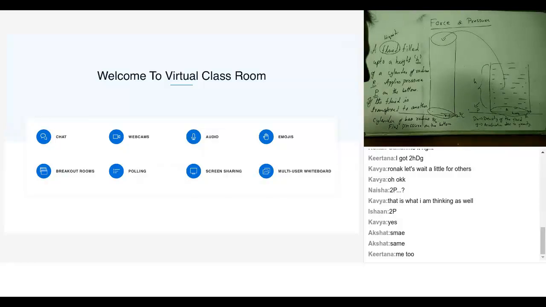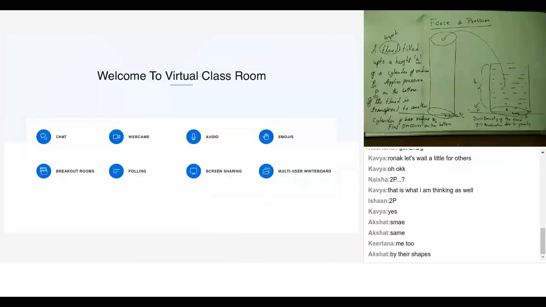So what remains constant in case of a liquid? How do we define a liquid? How is a solid defined? So how do we differentiate between a solid, a liquid, and a gas? Sir, the molecules. Let's give Alex a chance. Ishan, you can go ahead. By the molecule structure.